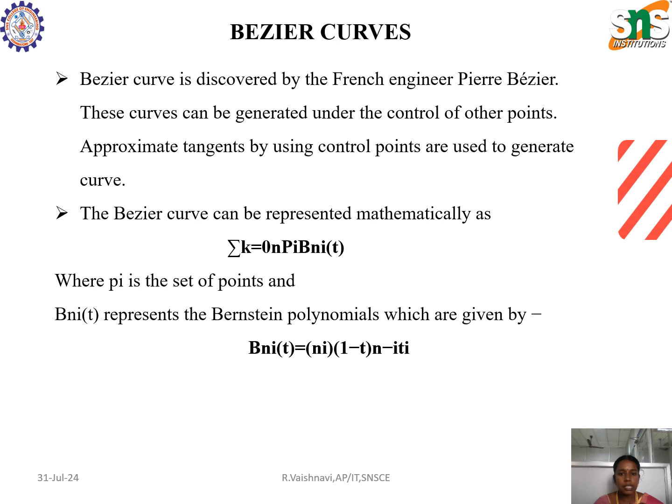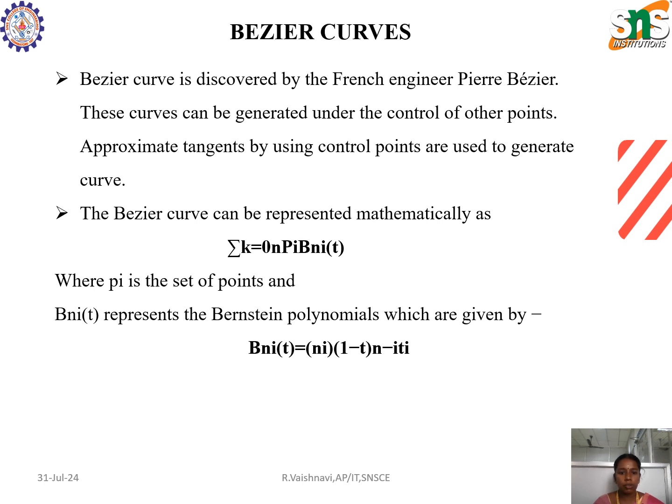Next one, Bezier curves. The Bezier curve was discovered by the French engineer Pierre Bezier. These curves can be generated under the control of other points. Approximate tangents by using the control points are used to generate the curve.